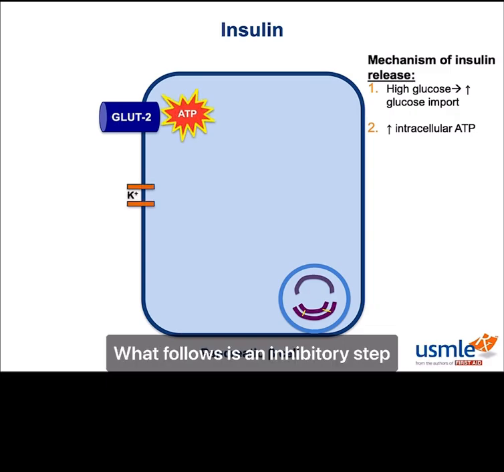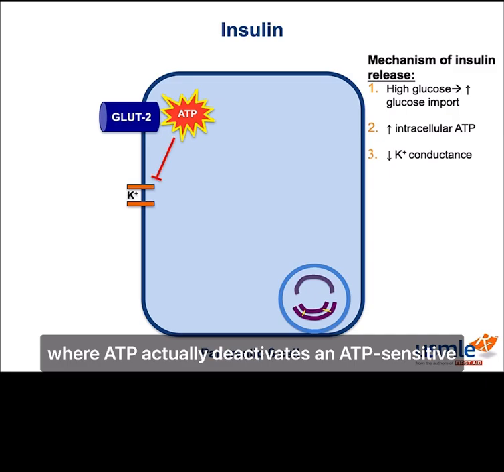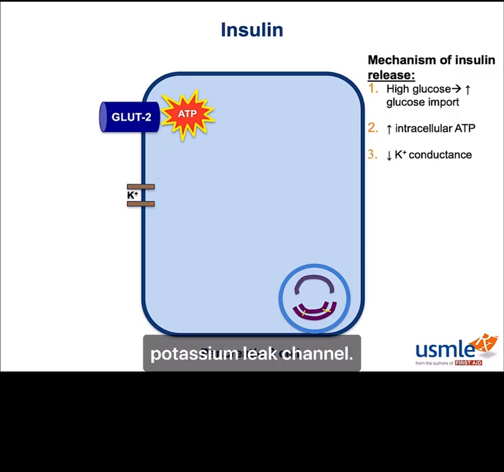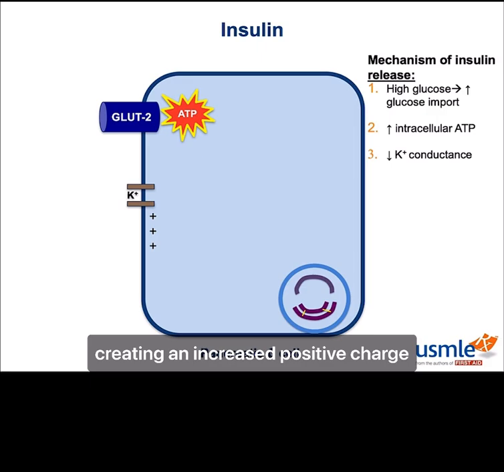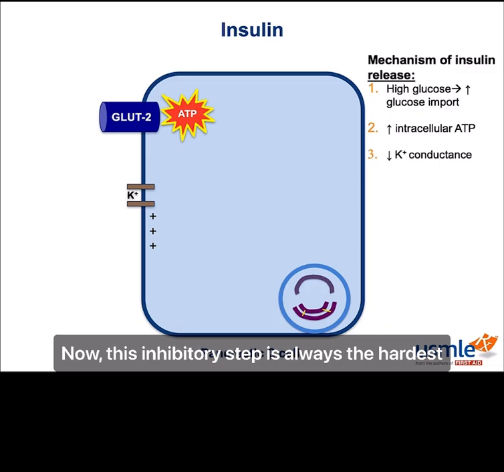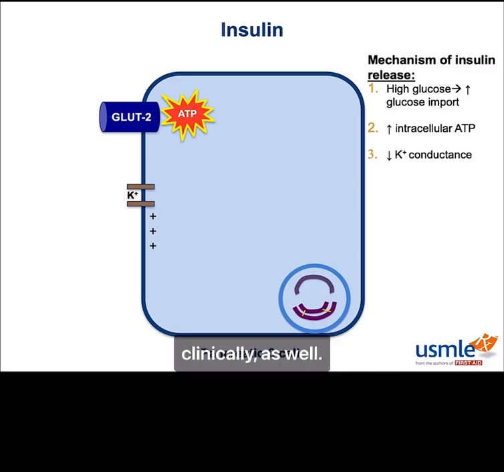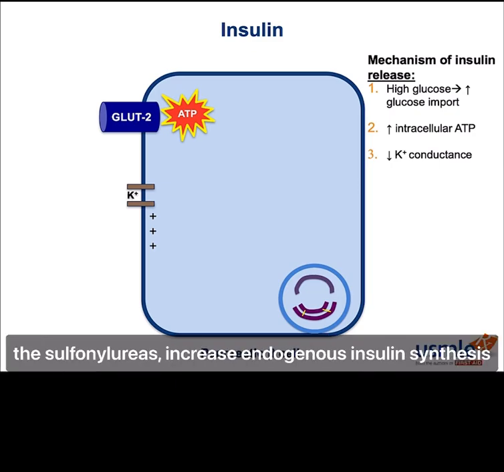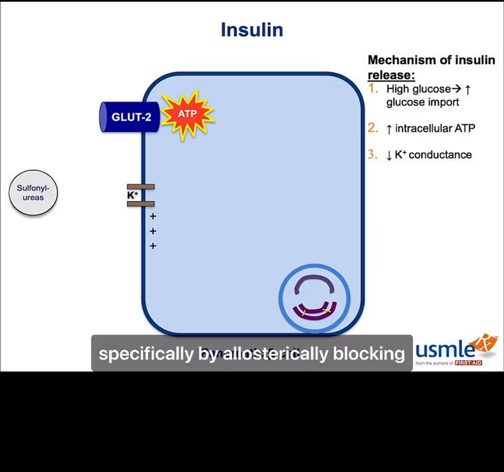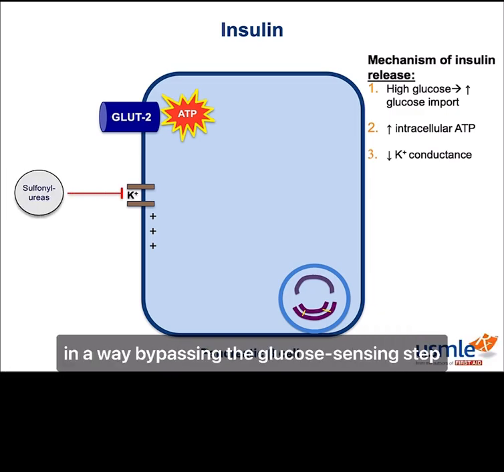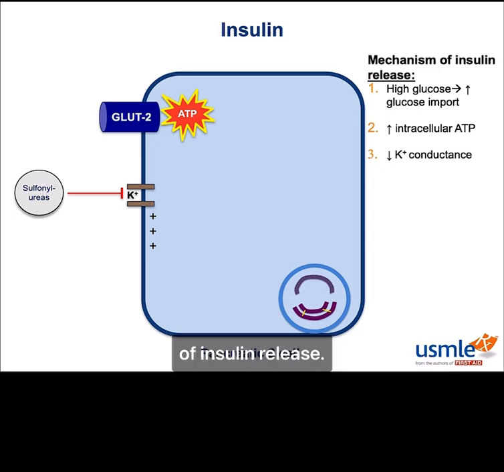What follows is an inhibitory step where ATP actually deactivates an ATP-sensitive potassium leak channel. Without the leak channels working, K+ builds up on the inside of the cell, creating an increased positive charge that therefore depolarizes the beta cell. Now, this inhibitory step is always the hardest for me to remember, and unfortunately it is an important one clinically as well. One of the major classes of diabetes medication, the sulfonylureas, increase endogenous insulin synthesis specifically by allosterically blocking these very same channels, in a way bypassing the glucose sensing step of insulin release.